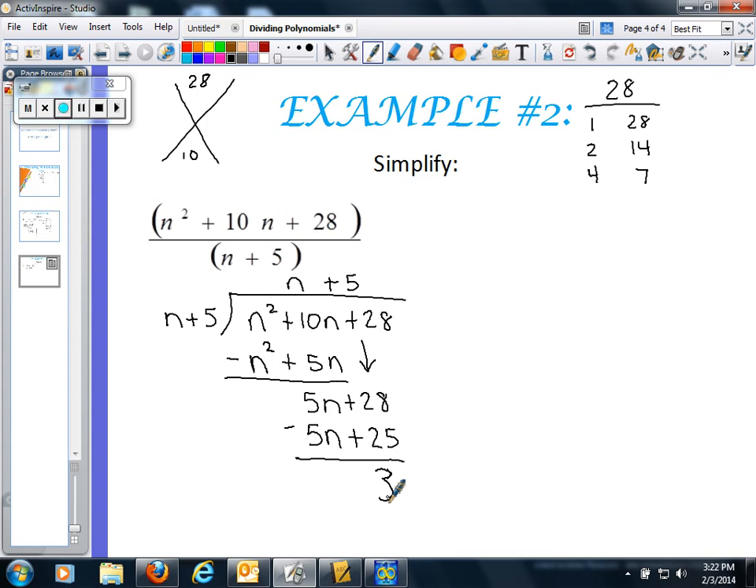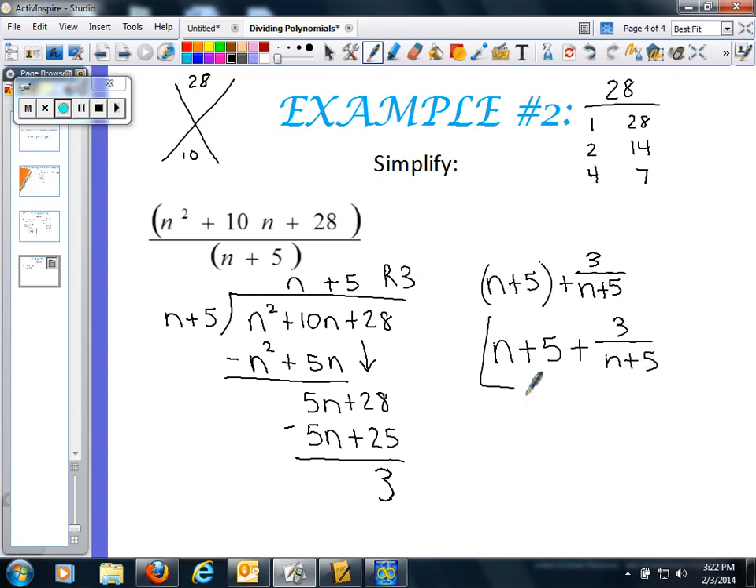Okay? Now 3 doesn't go into n. There's no way to multiply n by a number to get 3. So this is going to be my remainder. So the way I'm going to write my answer then is just like we did with the number, where this is going to be n plus 5 plus 3 over n plus 5. Okay? Or another way you would see this written, and if you want to write it this way, that would be perfectly fine, because you don't need the parentheses because it's addition. Okay?